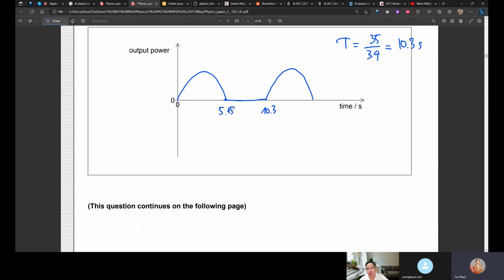The alternating current that we use every day, lighting the light bulb, running the fan in our room, is a sinusoidal wave like this.